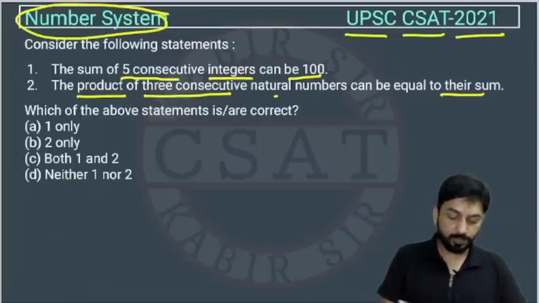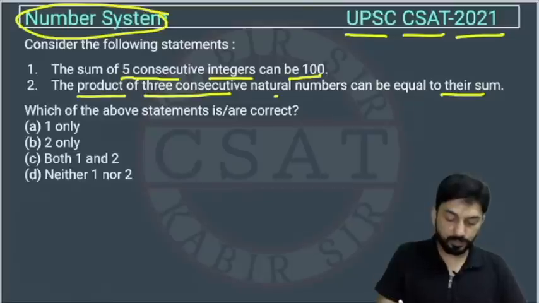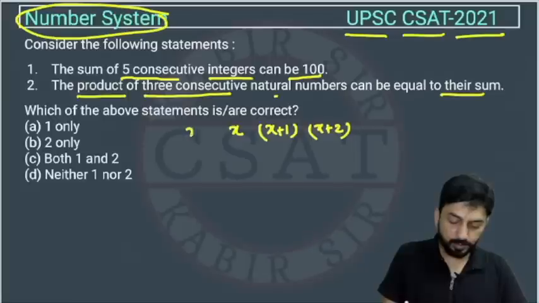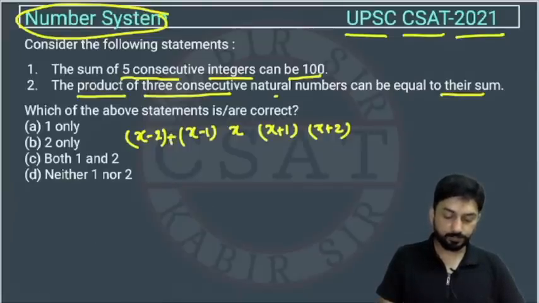So whenever we have to consider the 5 consecutive integer, which number we should take? We will take x, x plus 1, x plus 2, right? And this side x minus 1 and x minus 2. So in this way we will take 5 consecutive integer, right? So now the first statement is saying that the sum of these 5 consecutive integer can be 100. So let's check. So this is 100, right?